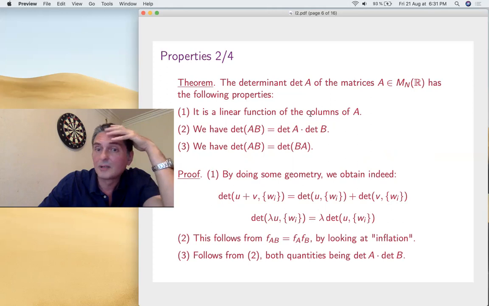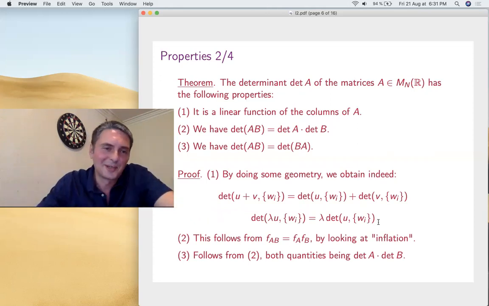So if this is true, well, the linearity, you have to do a bit of geometry. I mean, you see, I need to prove that if I add two columns, it's additive. And also, if I multiply a column by lambda, I get the lambda here. So you can do some geometry. It's not very complicated. You get these things. Now the second formula, well, this is really scary. I mean, if you use other definitions for the determinant, it's very hard to prove this, okay? But for us, it's trivial because it's best to think of it in terms of linear maps.